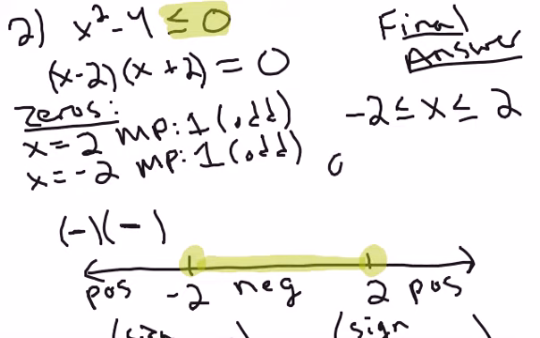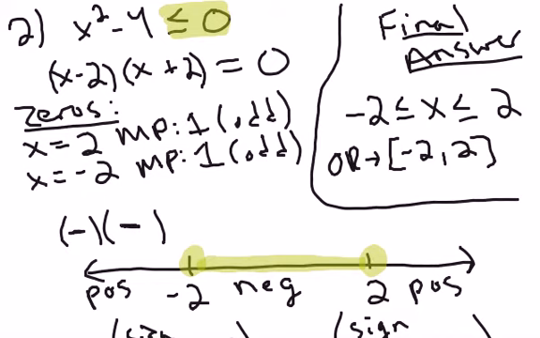That's it. Or if you want to use interval notation, the included or equals to bar gets a bracket. So that would also technically be correct. Okay, let's move on to question number 3.